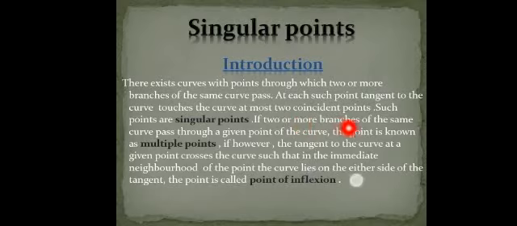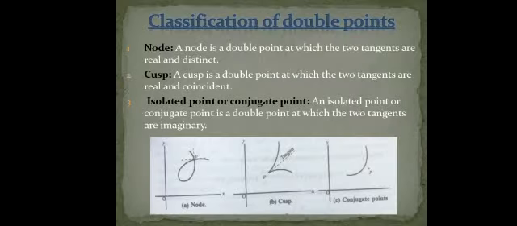If two or more branches of the same curve pass through a given point of the curve, the point is known as a multiple point. However, if the tangent to a curve at a given point crosses the curve such that in an immediate neighborhood of the point the curve lies on either side of the tangent, the point is called a point of inflection.